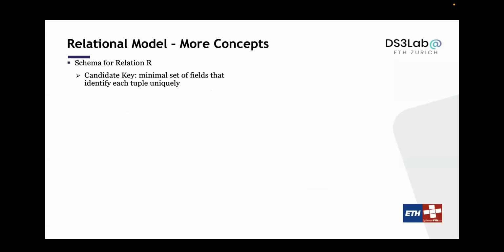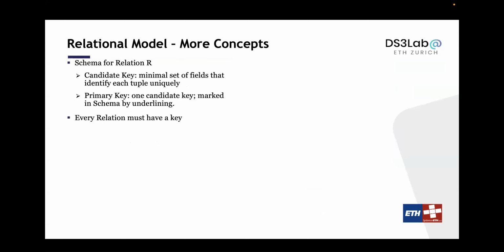And there are other concepts. If you have a schema, there's the notion of a candidate key. That's a minimal set of fields or attributes that identify each tuple uniquely. And then you pick one of them as a primary key. In the schema, you mark it by underlining those attributes.